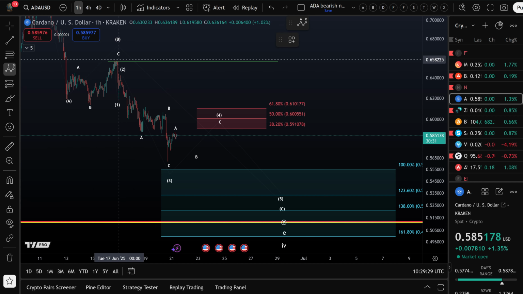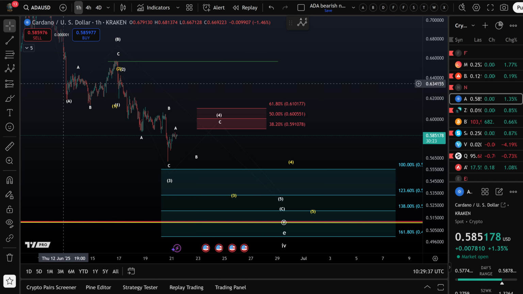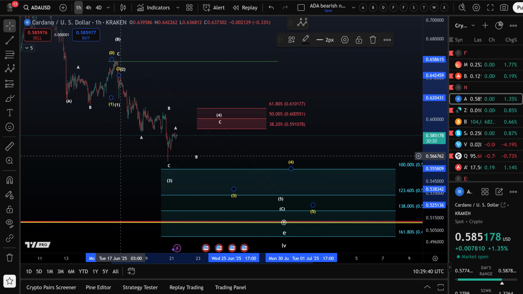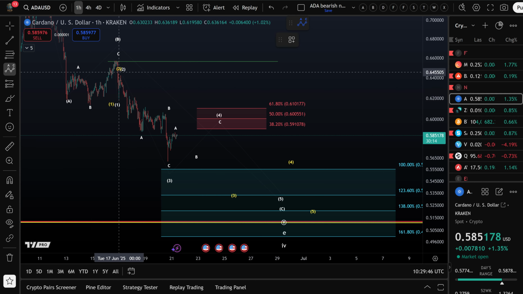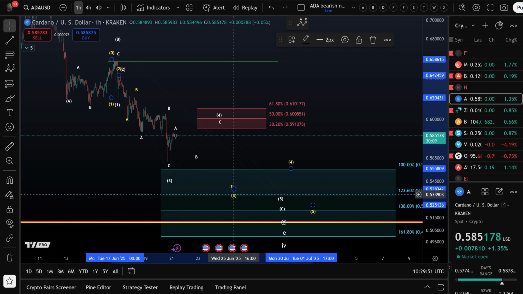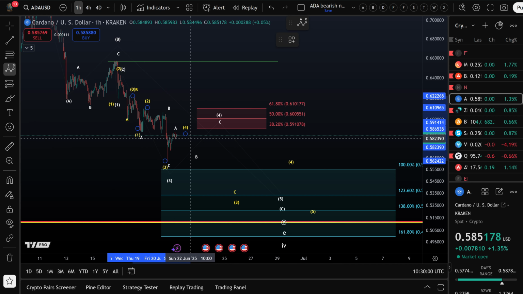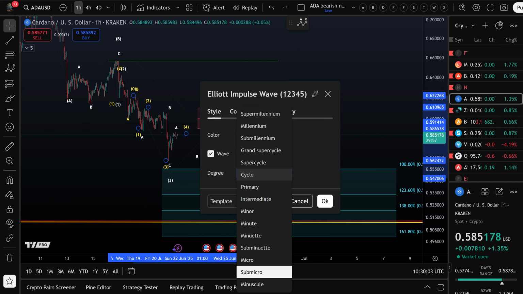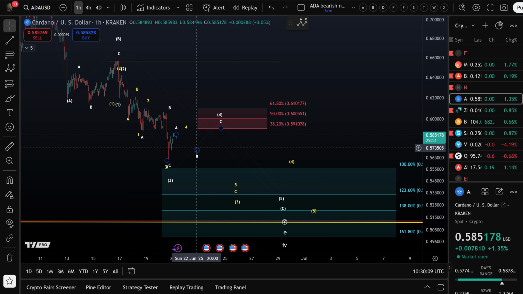Now, another scenario might be this one. 1, 2 unchanged, okay? And then we are still in the third, could get a fourth and the fifth. That would be the yellow count. And the microstructure might be slightly different in that one. So, for example, I could say that maybe this was A, B, C. And then we're doing this 1, 2, 3, 4, 5, and we could get just maybe a less strong bounce now, and we go down more directly.